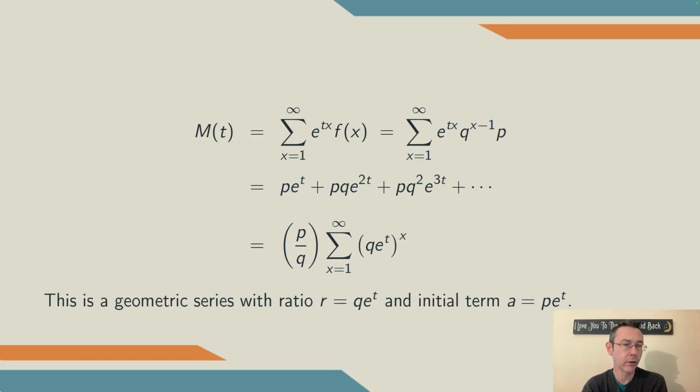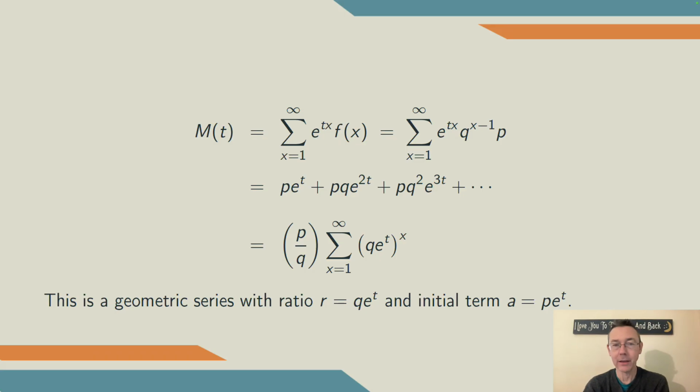So remember, the geometric distribution is modeling the number of attempts needed in a sequence of Bernoulli trials until you get the first success. We can expand out that summation into an infinite series, p e^t + pq e^(2t), etc., and then consolidate that down into a summation. And I've done that in a slightly creative way so that I can write the thing inside the summation as all having a power of x. So (q e^t)^x.